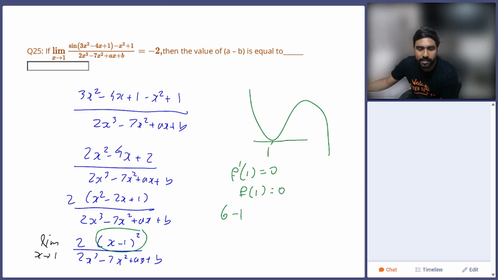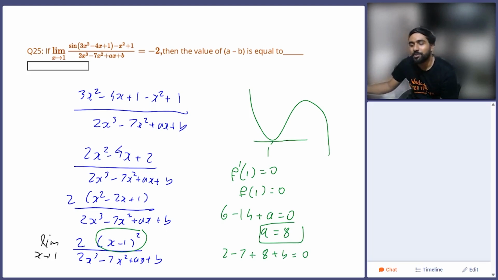So when you differentiate, f dash of 1 gives you 6 minus 14 plus a equals 0. This gives you a equals 8. And f of 1, when you substitute, you get 2 minus 7 plus a, which is 8, plus b equals 0. So b is equal to minus 3. What are they asking? a minus b, that is 8 minus of minus 3, 11 should be the answer. 11 is the answer for the question.